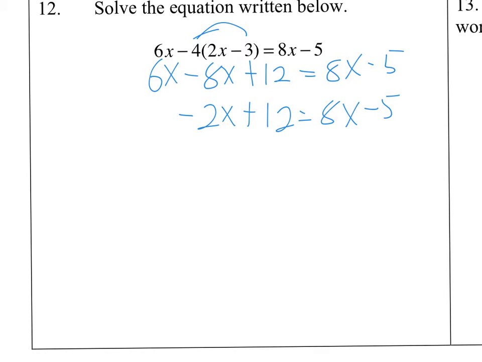Okay, now I'm going to start combining some like terms. Probably add 2x to both sides. So I get 10x is equal to 17. x is equal to 17 over 10.